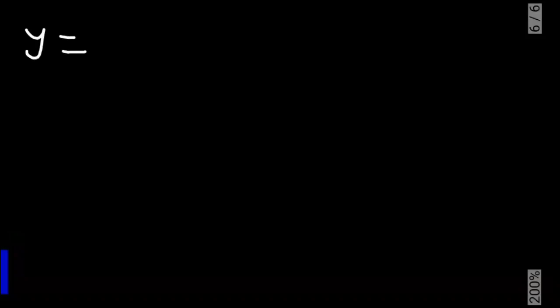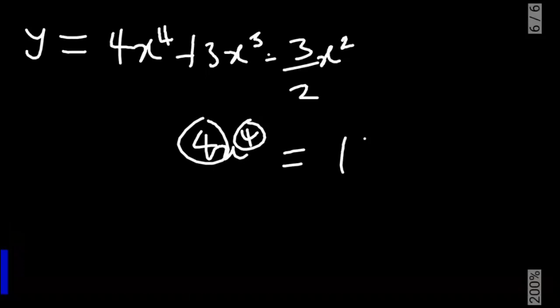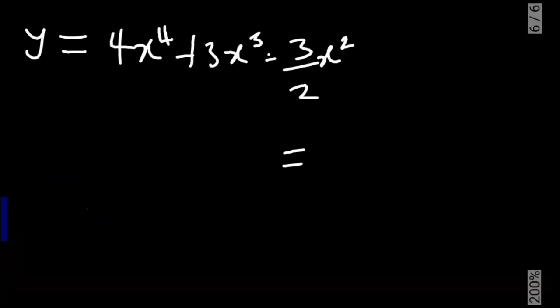y is equal to 4x raised to the power of 4 plus 3x cubed minus 3 over 2x squared. How do we get the derivative of this? We pick them one by one. Let's pick 4x raised to the power of 4. To get the derivative of this, we multiply the power by the coefficient. So we would have 16x. We subtract 1 from the power. 1 subtracted from 4 is 3. So we have 16x cubed.